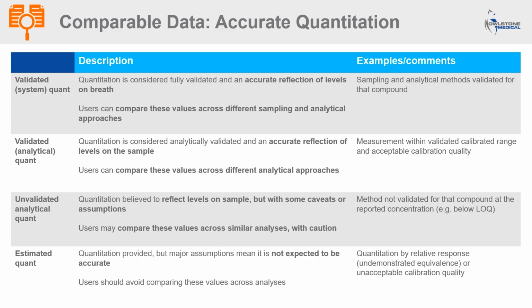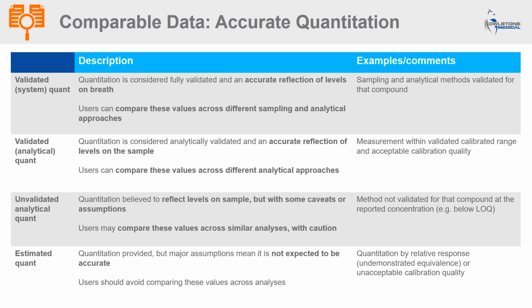This is generally the level we aim for at Owlstone, and it means the quantity reported is an accurate reflection of the levels found in a sample. But in some cases, there'll be caveats associated with the quantities reported. For example, the concentration might fall out of the limits of quantitation. So we currently refer to those instances as unvalidated analytical quantitation.